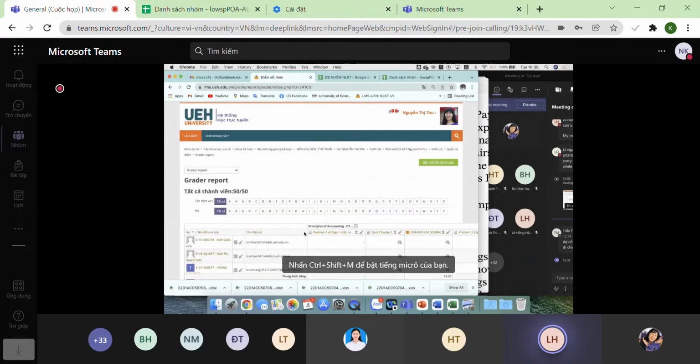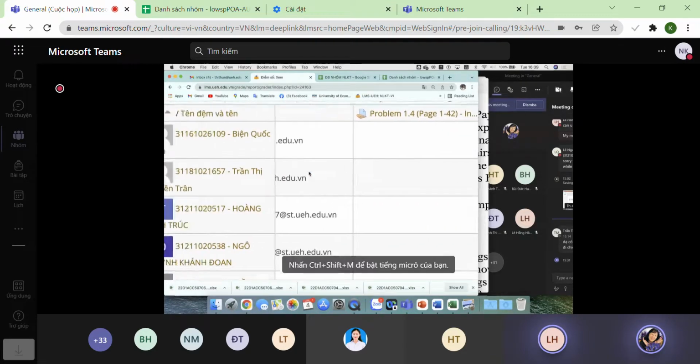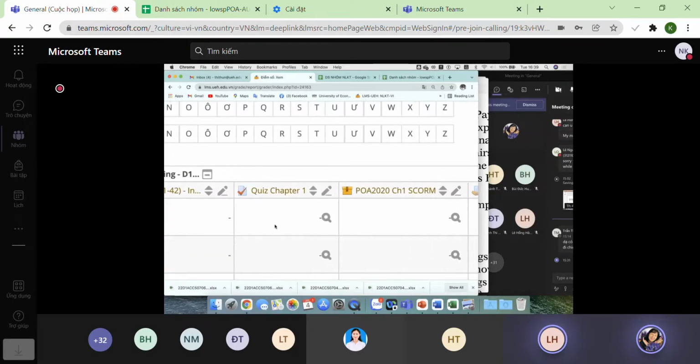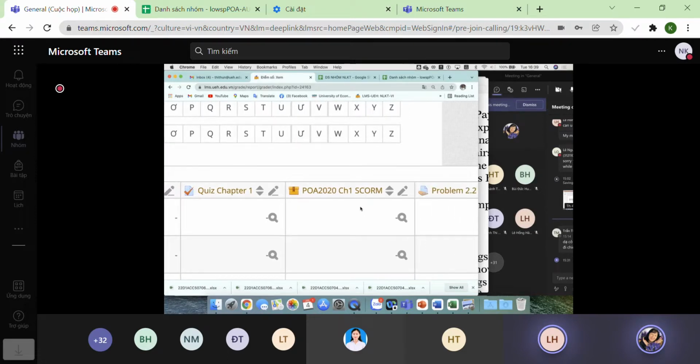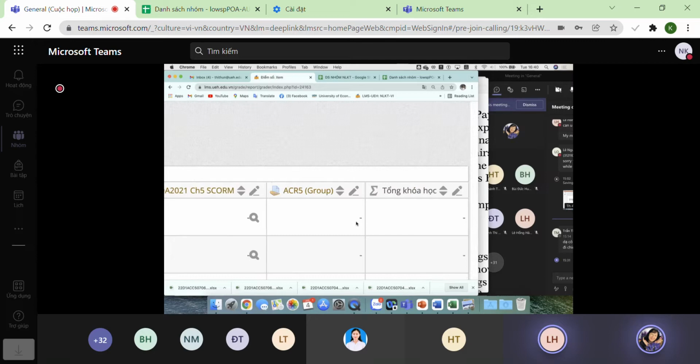With the individual work, we have the score here. For each student, we have the score here. For example, quiz chapter number 1, the score here, and SCORM chapter number 1, we have the score here, etc. And then we have the total result.